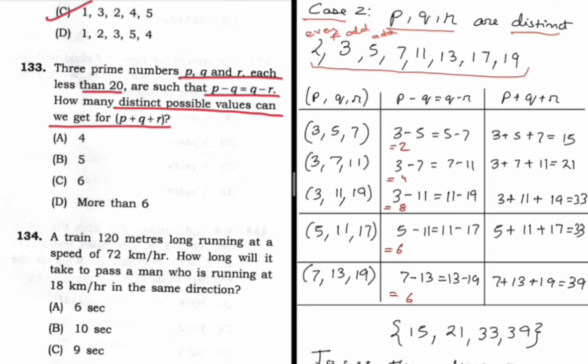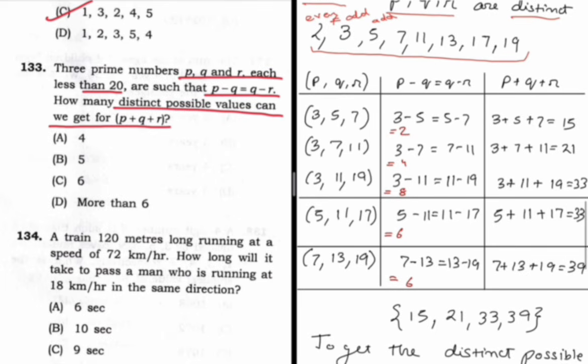3 is an odd number and 5 is also an odd number. So if we start from 3, we take the values 3, 5, and 7. If we take the difference between 3 and 5 and 7, we get a common difference of 2. So the sum of P, Q, and R, that is 3, 5, and 7, will be 15.